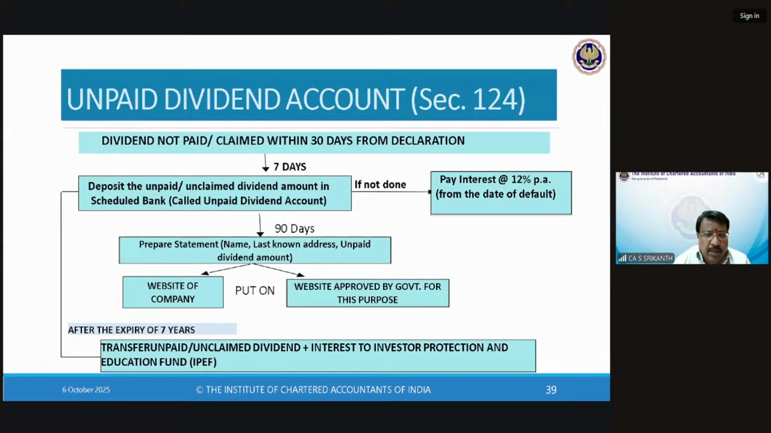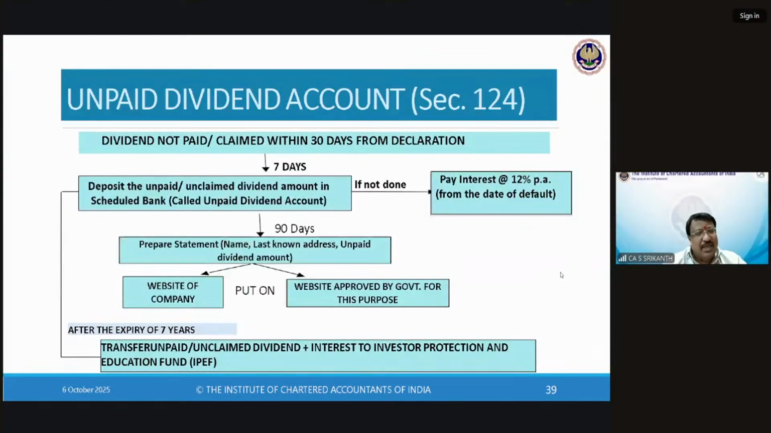And then keep quiet. 7 years it lies in that account, so that in case the person wants to claim, they can always come to the company and get that money. 7 years we give him. But if it is still lying in that account even after 7 long years, then you transfer it to the Investor Education and Protection Fund.